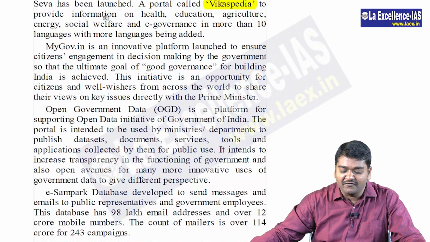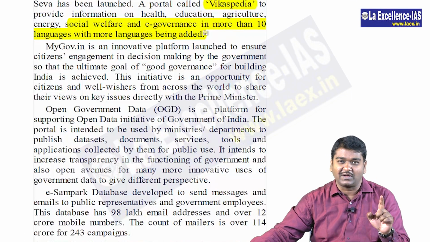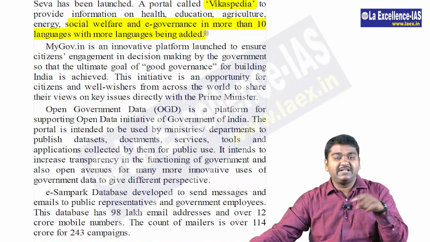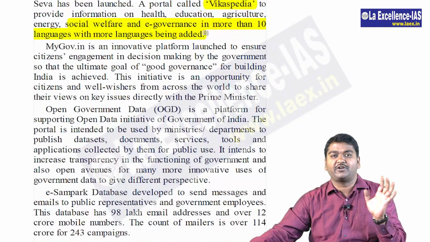It actually provides information on health, education, agriculture, social welfare and e-governance. It's very important for you to focus on this once. Don't think much. Please try to read about this only once, right? These are factual information important from prelims.